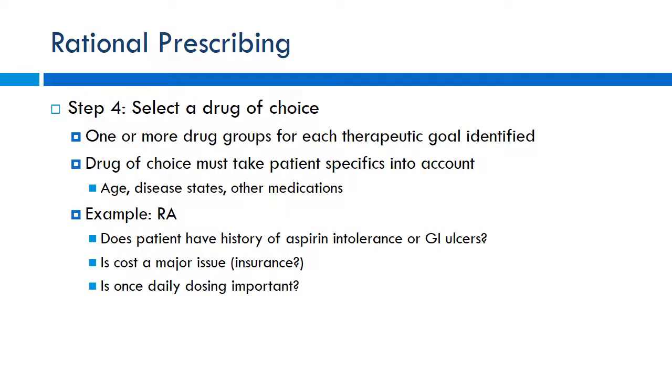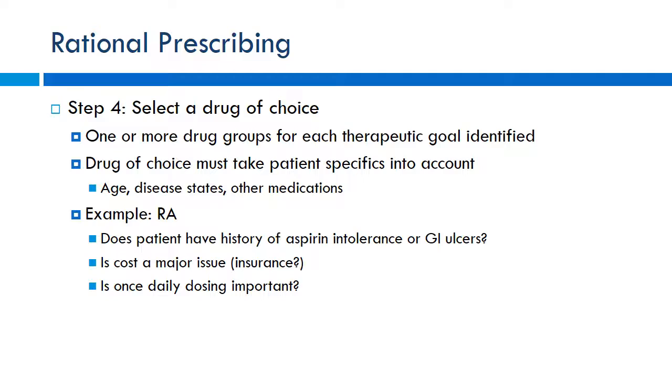So in this case, you would be selecting your drug of choice. Again, it may be one or more groups depending on the therapeutic goals we've identified. And you should really take a lot of patient specifics into account when you're deciding what to use, right? So look at their age. What kind of disease states do they have? Do they have diabetes, which would make one type of drug class way worse for them than another class? Look at other medications they're taking. All this you have to take into account.